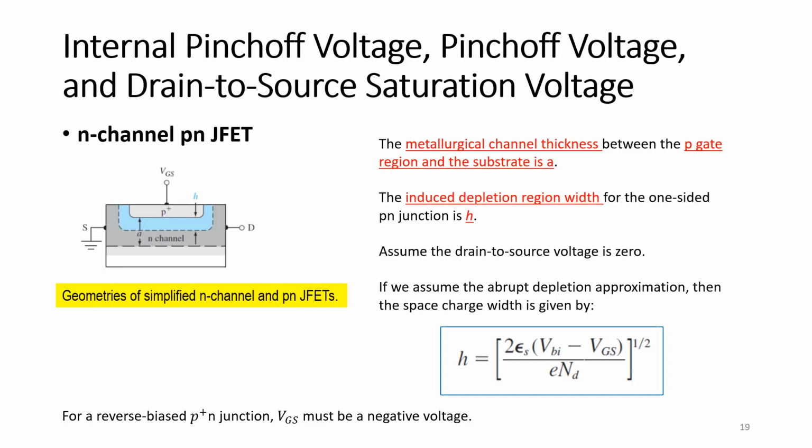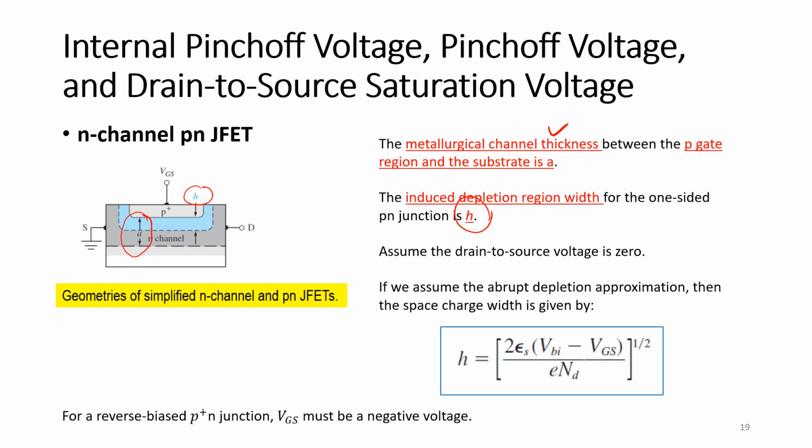Now we see how to calculate the internal pinch-off voltage and the drain to source saturation voltage. First we need to understand several terms used in the equation. There is a symbol A, which is the metallurgical channel thickness, a location between the P gate region and the substrate. Besides A, there is also H, which represents the induced depletion region width for one side.